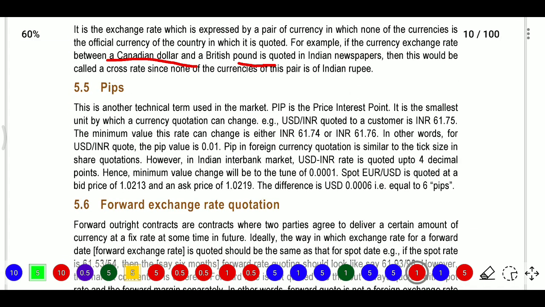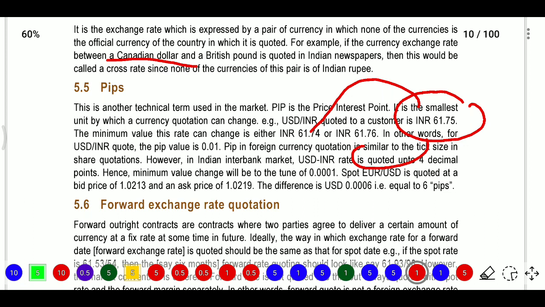Next, PIPs. This is another technical term used in the market. PIP means price interest point. It is the smallest unit by which a currency quotation can change. For example, if USD/INR is quoted to a customer at INR 61.75, then the minimum change in this rate is either 61.74 or 61.76. So 61.75 is the base rate, and it may go down or up.